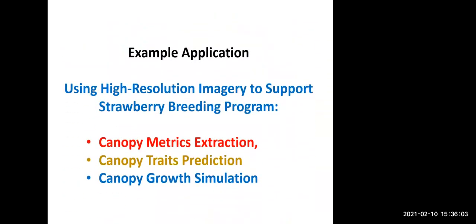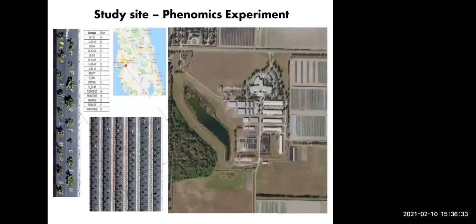Now I will present applications of high resolution imagery. So the first application would be to predict strawberry characteristics that are very useful to help the strawberry breeding program. The second application would be how to use the imagery and information from the imagery in order to model and simulate growth of the plant. And the third application would be to use the information for yield prediction.